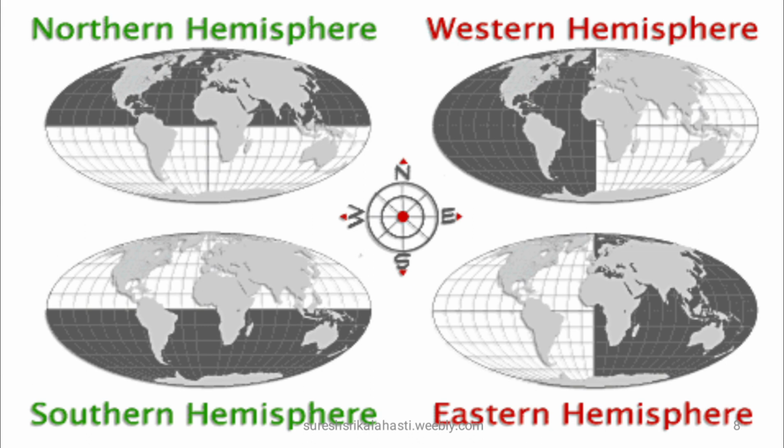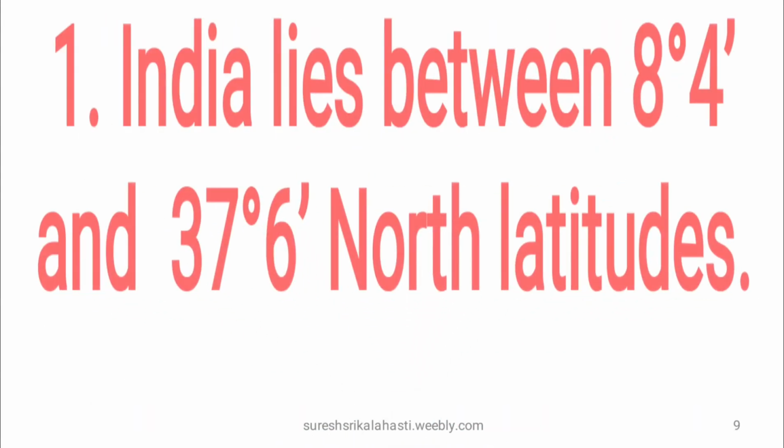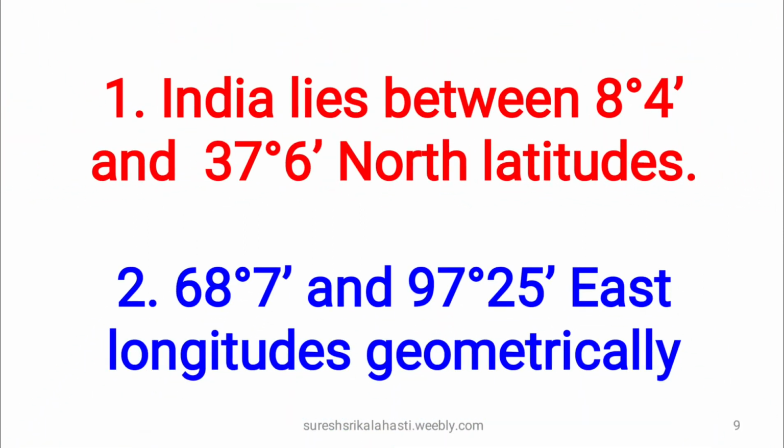Next, see here the hemispheres: northern hemisphere, southern hemisphere, western hemisphere, and eastern hemisphere. India lies between 8 degrees 4 minutes and 37 degrees 6 minutes north latitudes, and 68 degrees 7 minutes and 97 degrees 25 minutes east longitudes.